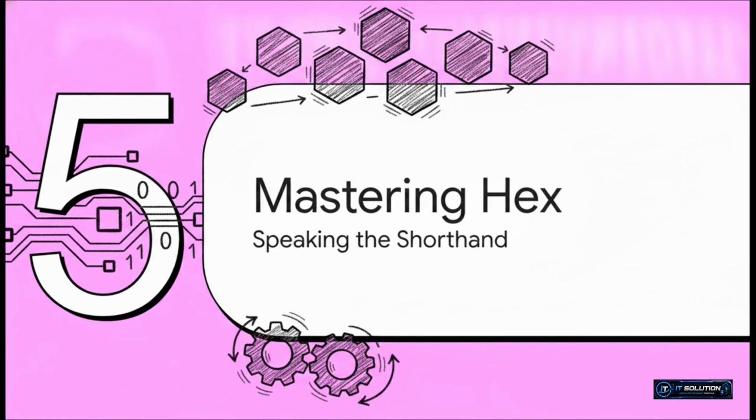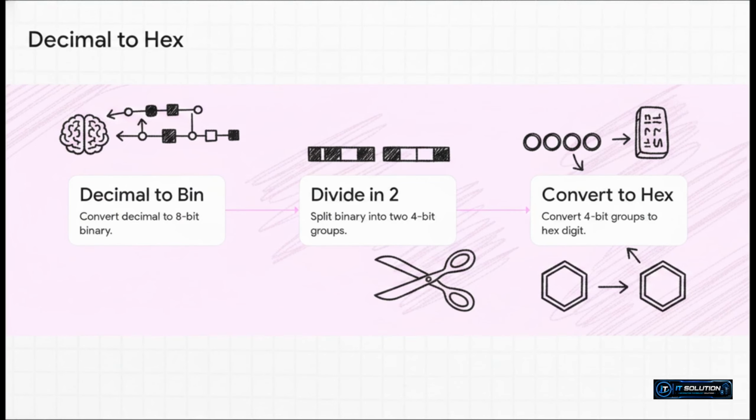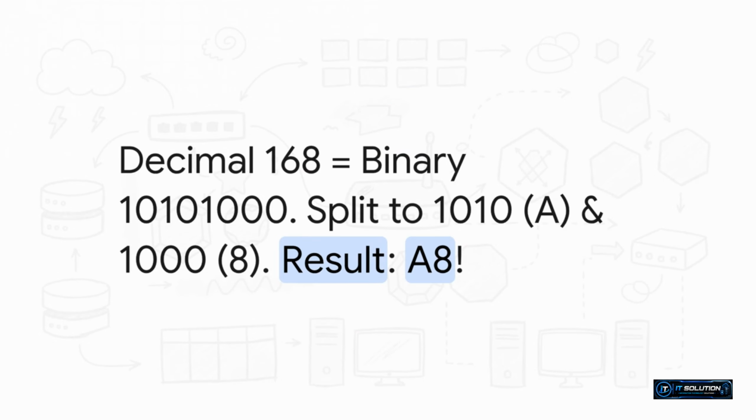All right, let's bring it all together. Section 5, Mastering Hex Conversions, Speaking the Shorthand. Converting a decimal number to hex is super easy if you use binary as your bridge. It's all about chunking. Step 1. Use the skills we just learned to convert your decimal number into an 8-bit binary string. Step 2. Slice that 8-bit string right down the middle, giving you 2 groups of 4 bits. Step 3. Use that Rosetta Stone chart to convert each 4-bit group into its single hexadecimal digit. That's it.